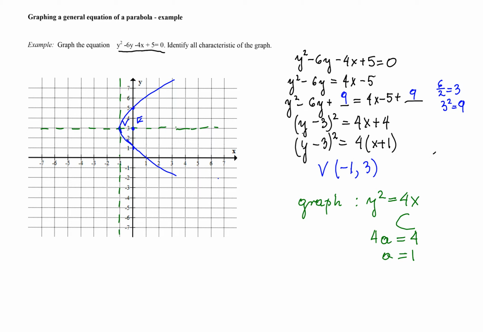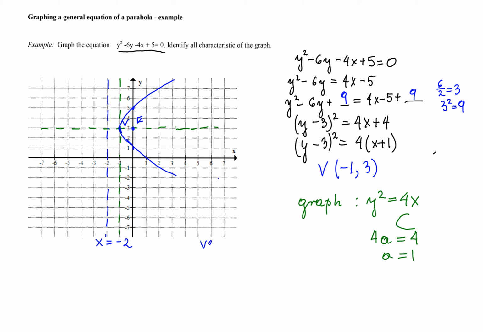We also have to identify the directrix, and the directrix is on the opposite side of the vertex, the same amount away as the focus. So we'll start with the vertex and move 1 unit away, because that's the distance between vertex and the focus, and draw the line that is perpendicular to the axis of symmetry. So we obtain the line x equals -2.